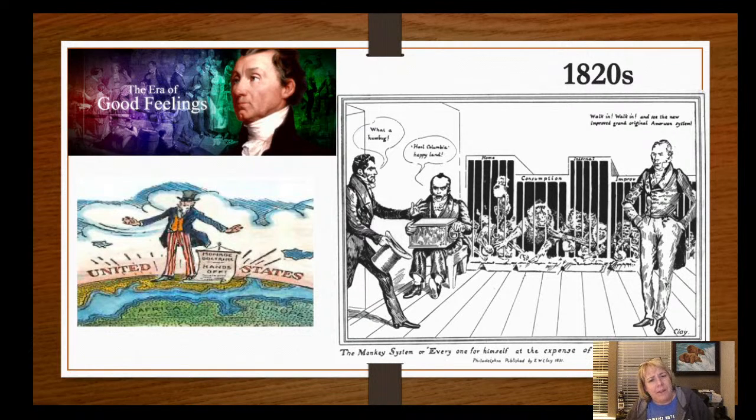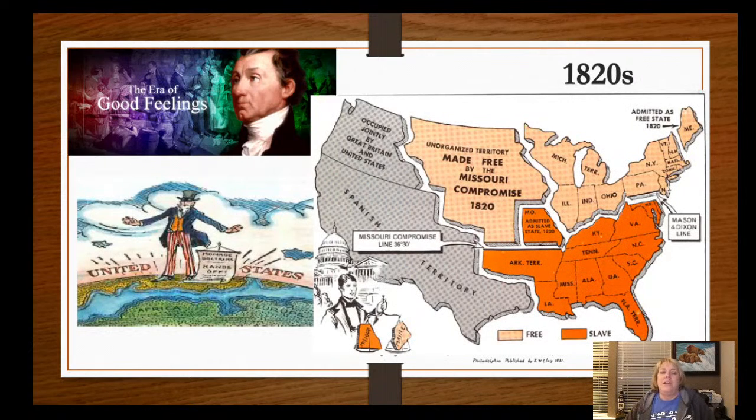But the big thing I think that you need to come away with from Monroe's presidency is going to be the Missouri Compromise. This is probably the biggest piece of legislation, in my opinion, of Monroe's presidency. This is when we had the debate with regards to should Missouri come in as a free state or a slave state. And this is going to set us on the path of trying to maintain a balance of power between free and slave states in the Senate. We're going to have a large debate.